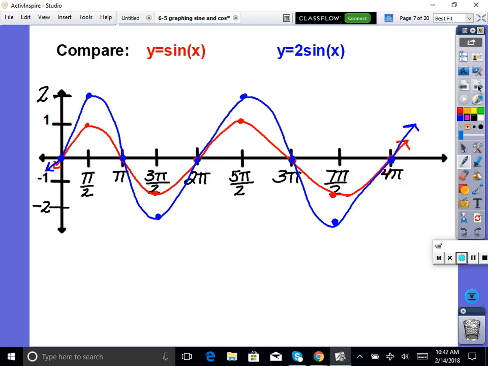Stretched out vertically. I just wanted to show you what they look like on the same graph. So the red one is regular old sine. The blue one is 2 sine of x. Do you see how they all fall? The x values fall in the exact same spot. It's just stretched out more. Okay, cool. All right, let's look at this one.